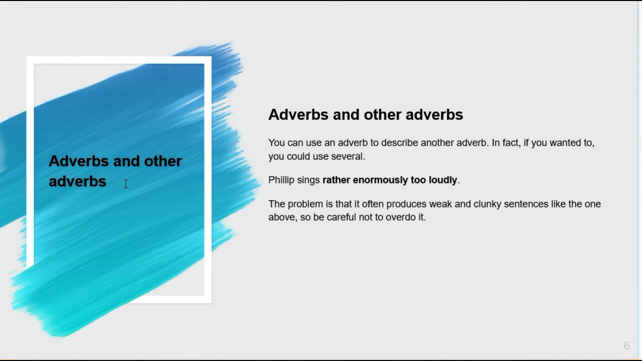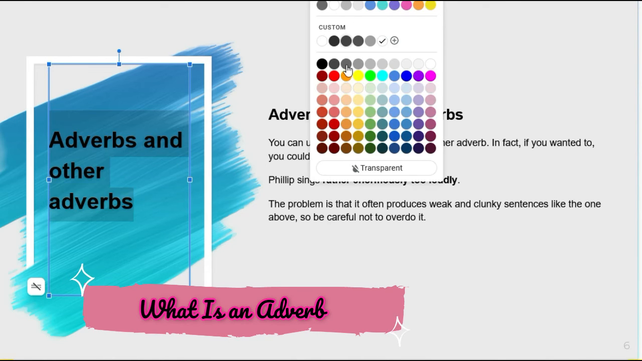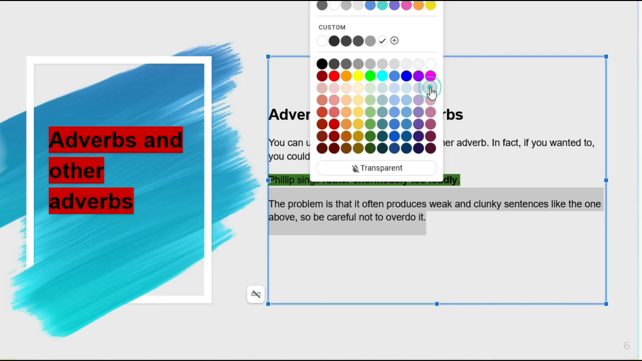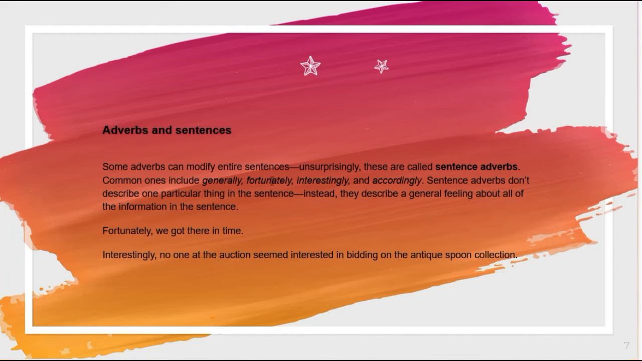Adverbs and other adverbs. I'm discussing briefly what kind of differentiations and actions are needed to understand adverbs. You can use an adverb to describe another adverb. In fact, if you want to, you could use several. Philip sings rather enormously too loudly. The problem is this still often produces weak and clunky sentences like the one above. So be careful not to overdo it. Every time you must understand the phenomenon of using these different words.